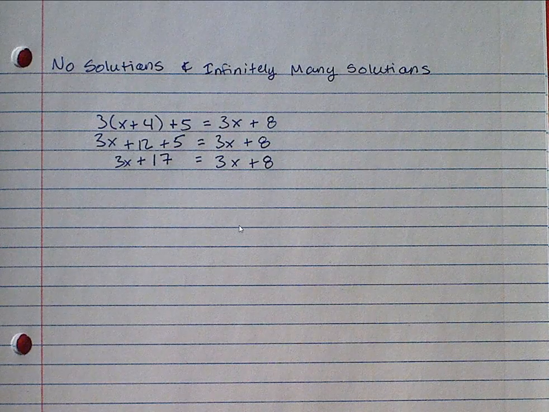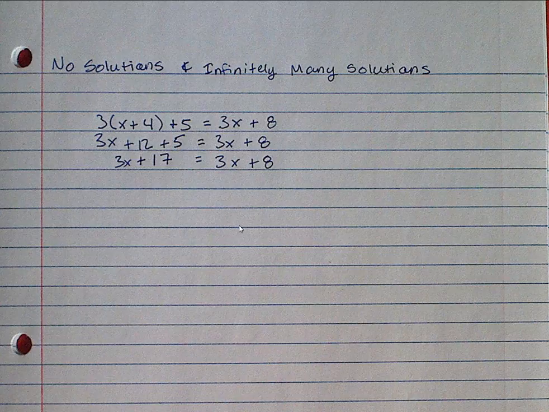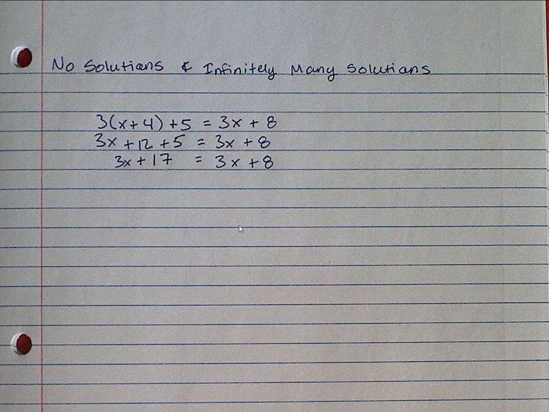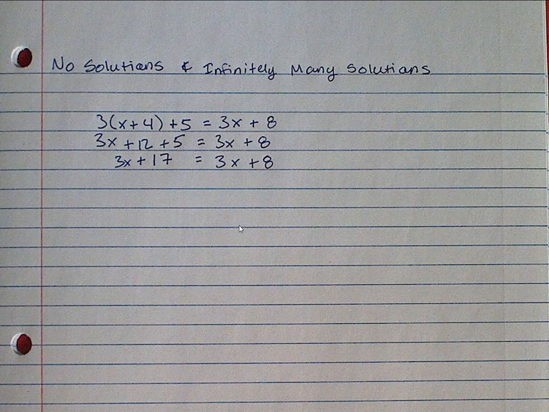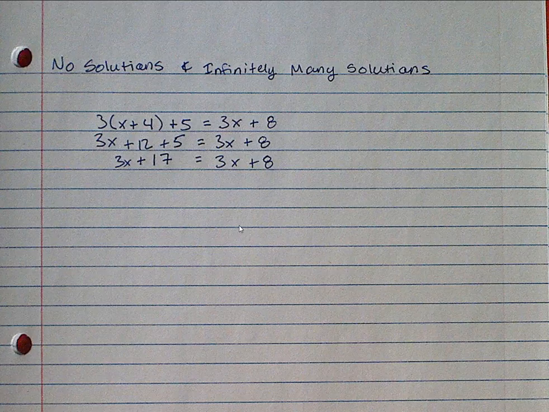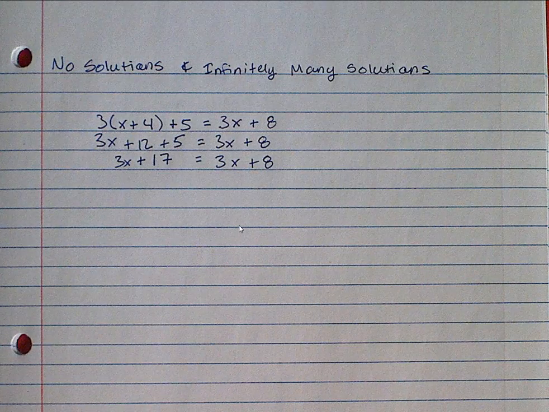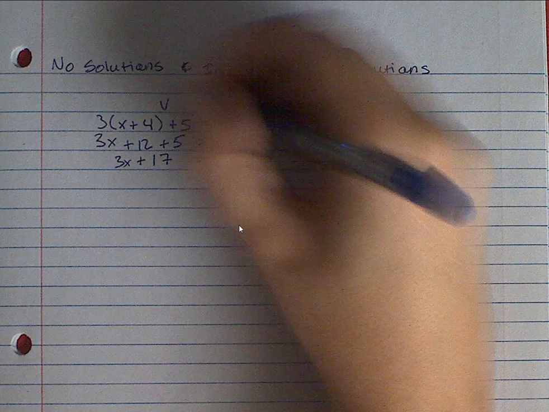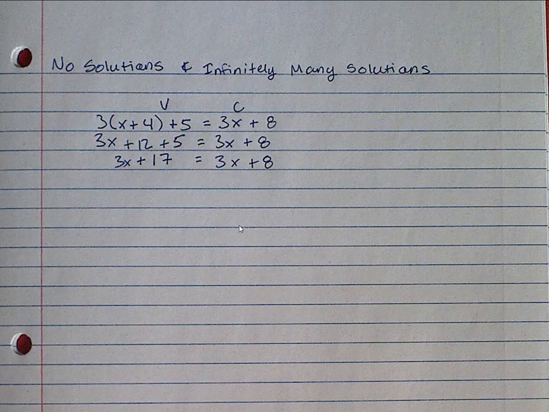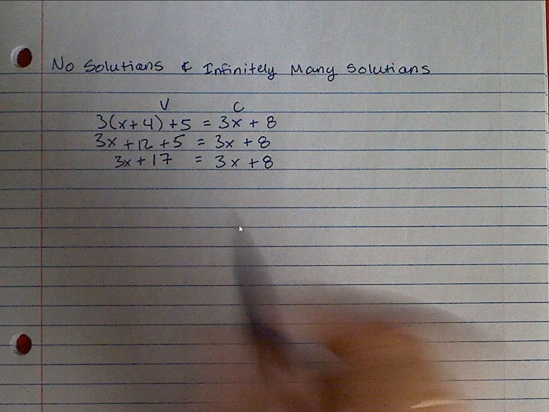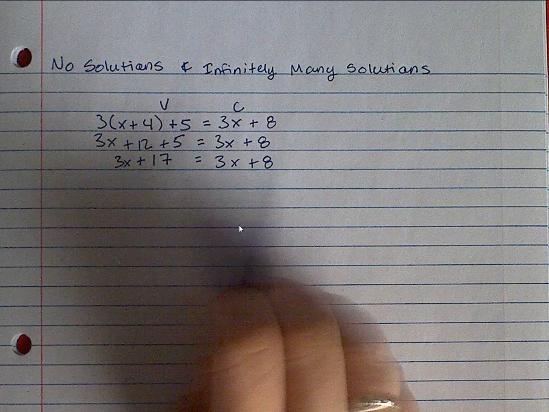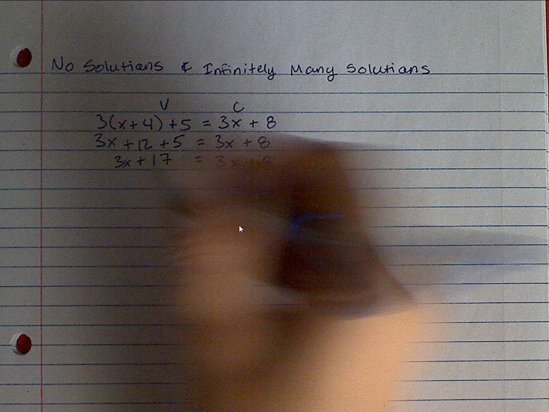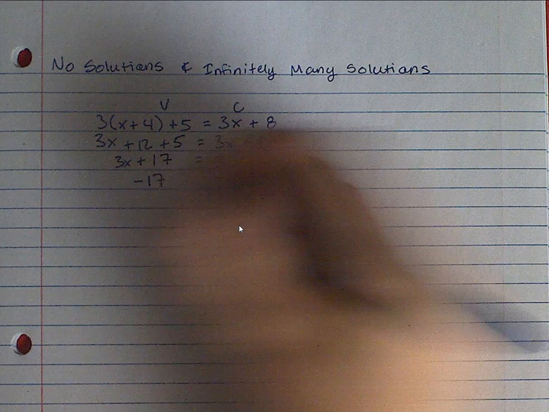All right, Michael. After I distributed, and after I combined like terms, what was the next step? Variables and constants, so variables to one side, constants to the other. So, Michael, what side do you want the variables on, and what side do you want the constants on? Variables on the left. That means constants have to go to the right. Which one do you want to move first, the variables or the constants? Okay, so that means I need to move this plus 17 to the right-hand side. How do I move plus 17, Michael? So I'm going to minus 17 here, minus 17 here.